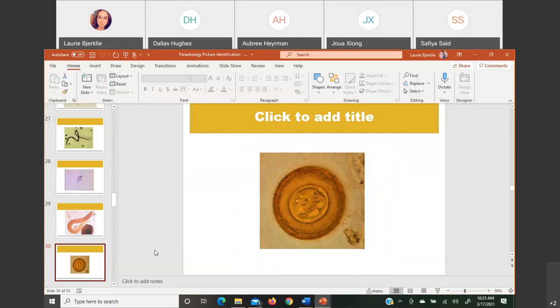Yeah, it is in the Hymenolepis family. So this one is diminuta, whereas there is going to be a Hymenolepis nana that we're going to get to. So this one's Hymenolepis diminuta, no polar filaments, so it's kind of nice and clear in the surrounding area here, shell.